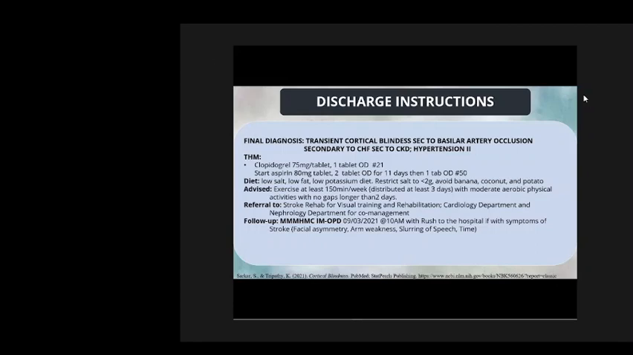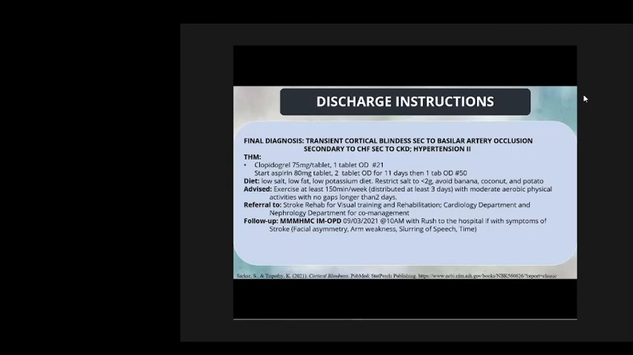For the discharge instruction, final diagnosis of transient cortical blindness, secondary to basilar artery occlusion, secondary to CHF, secondary to CKD, hypertension stage 2. Take-home meds: clopidogrel, 75 mg per tablet, aspirin, 80 mg per tablet, 2 tablets once a day for 11 days, then 1 tablet once a day. For the diet, low salt, low fat, low potassium diet, restriction of salt to less than 2 grams, avoid banana, coconut, and potato. Exercise at least 150 minutes per week, distributed over at least 3 days with moderate aerobic physical activities, with no gaps longer than 2 days.